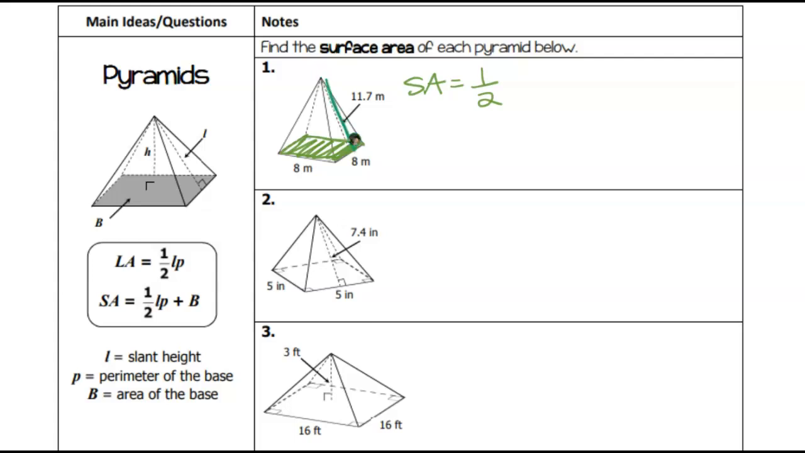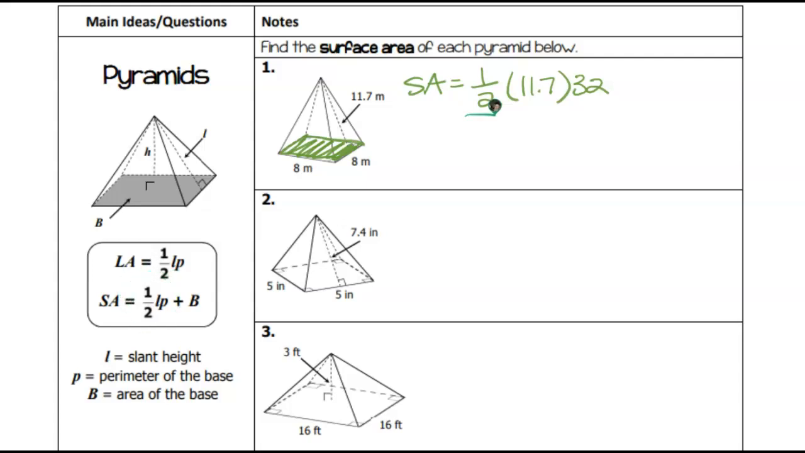So it's no longer the height, just perpendicular height of the pyramid. We are using the slant height, so that's why we have L instead of H. Alright, so 1/2, I'm going to have 11.7, and then I'm going to need the perimeter of my base. It is an 8 by 8 square, so I know 8 times 4, all 4 sides, is going to be 32. Right, so that is my 1/2 LP.